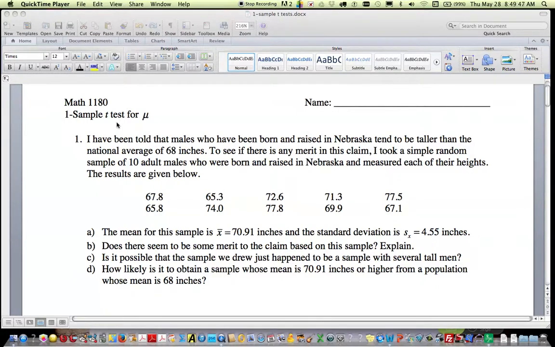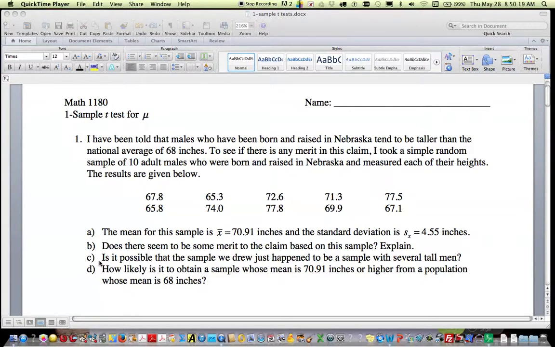Without doing a whole lot of thinking, Part B on this question says, does there seem to be some merit to this claim based on the sample? And the answer is, obviously yes. If they say that the mean is 68 and we got a mean of 70.91, that's almost 3 inches above the national average. So the answer to Part B, I think, would be yes, there seems to be some merit in this claim based upon this sample.